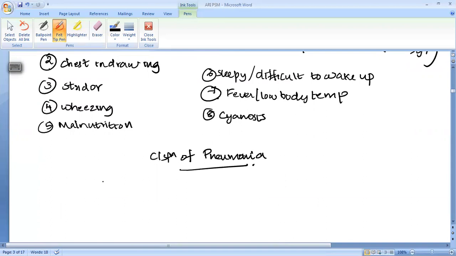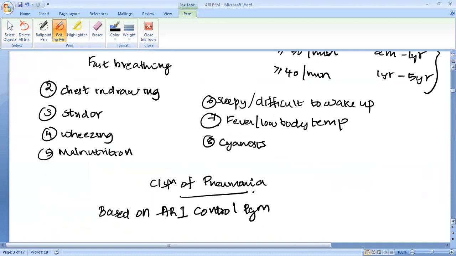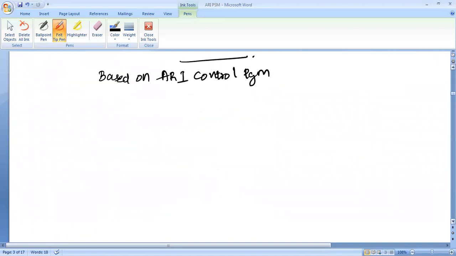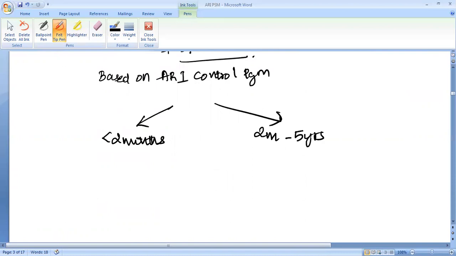This classification is based on the acute respiratory infection control program. For classifying pneumonia, first of all, we divide these patients into two age categories. The first category is patients less than 2 months of age, and the second is patients with age between 2 months to 5 years. This is the age categorization, and we have to look for the signs of pneumonia in both these cases.